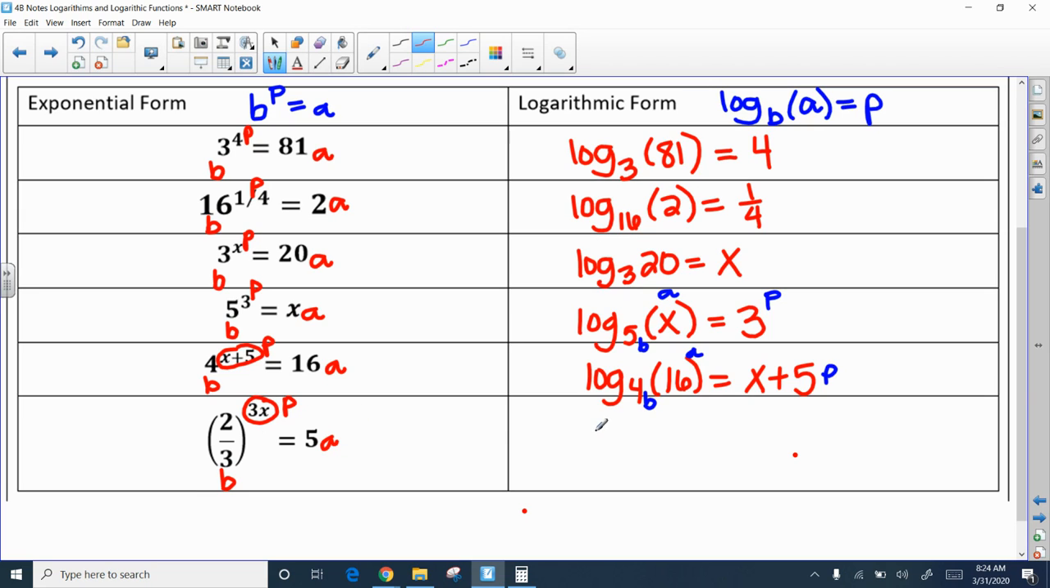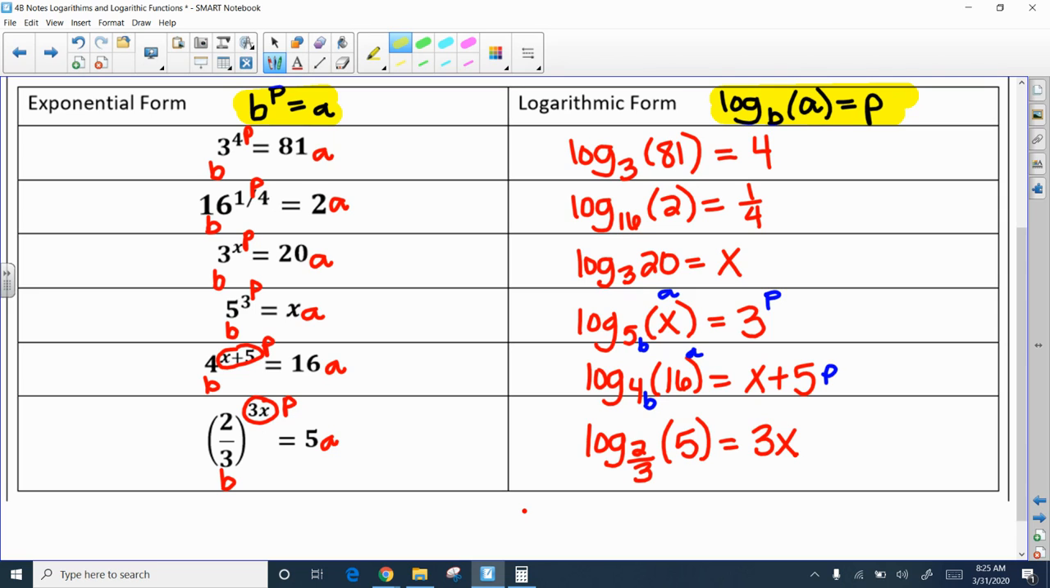So when I change it to logarithmic form, I'm going to have log base b, so log base 2/3 of a, so a is 5, equals p, so equals 3x. So again, once we label the b, p, and a, we're just filling them into the logarithmic form. So anytime we have an exponential form, it can always be rewritten as a logarithmic form.